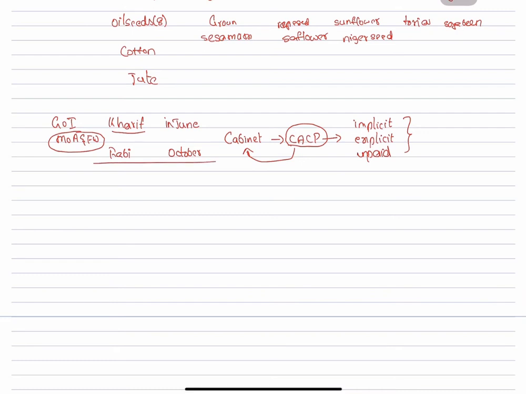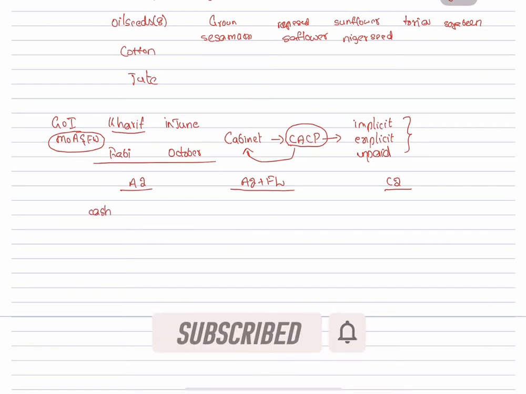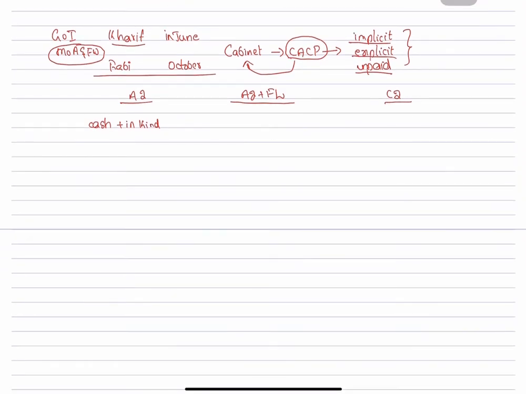Okay, this is clear. Now there are three kinds of costs that are taken into account, that is, these factors are categorized into three segments: A2, A2 plus FL, and C2. The category A2 involves expenses that are paid in cash and in kind by the farmers. In order to give minimum support prices to the farmers, the government has to consider certain factors, as we mentioned earlier, that is implicit, explicit and unpaid. What are all the factors categorized under A2? Expenses paid in cash and in kind, and seeds. What are all the input costs that a farmer incurs in farming?